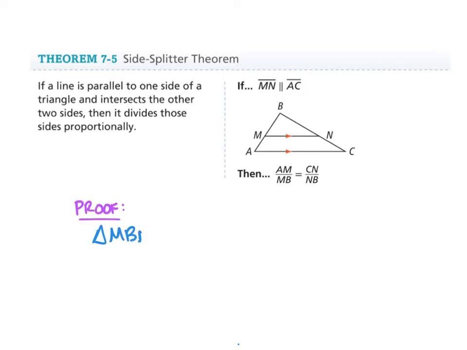Triangle MBN is similar to triangle ABC by angle similarity, because they both use angle B, and then this angle here and this angle there are going to be congruent because they are corresponding angles created by parallel lines and a transversal. So we learned way back when in the second chapter that those corresponding angles would have to be congruent. So there's our two pairs of congruent angles, and that means our two triangles are similar.